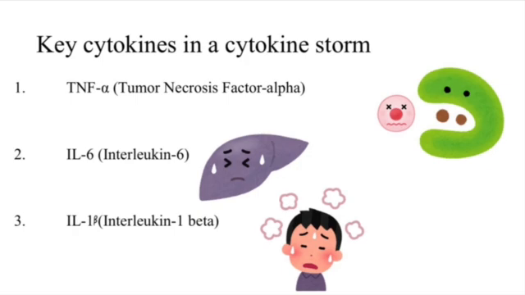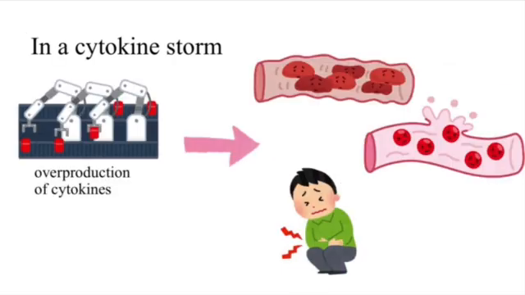Third, IL-1 beta, interleukin-1 beta. It amplifies the inflammation response, and it also triggers fever and activates immune cells. When these cytokines are overproduced, they trigger systemic inflammation, leading to increased vascular permeability, coagulation disorders, and multi-organ failure.